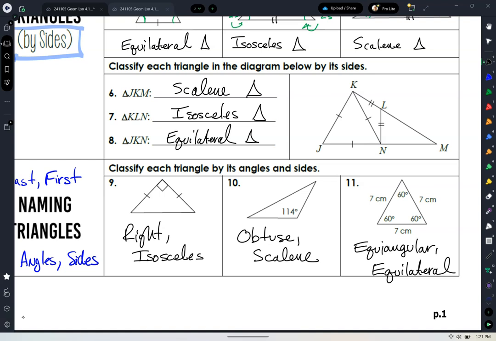Could I call this one, number 11, an acute equilateral triangle? I mean, it fits the definition, right? Because why? Biconditional? I mean, the names are biconditional, yeah. But by definition, an acute triangle has 3 acute angles. Does that have 3 acute angles? Yes. So then by definition, it fits that, right?